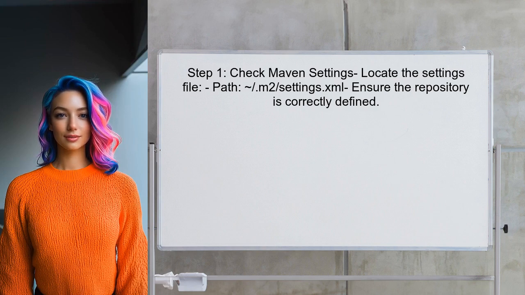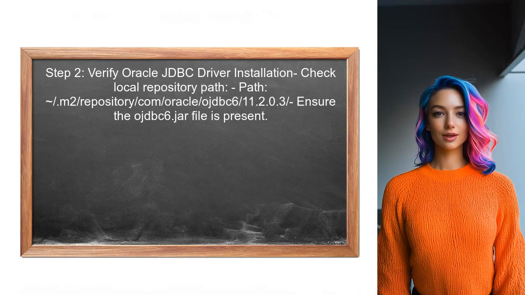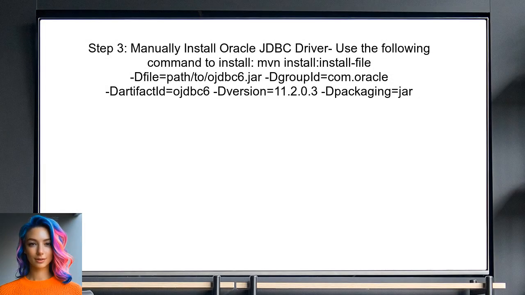To resolve the missing artifact issue, the user should first check their Maven settings. This involves locating the settings file, which is typically found in the .m2 directory. Next, the user should verify that the Oracle JDBC driver is correctly installed in their local repository. This can be done by checking the specified path for the jar file. If the jar file is missing, the user can manually install the Oracle JDBC driver using the Maven command. This will add the required artifact to the local repository.